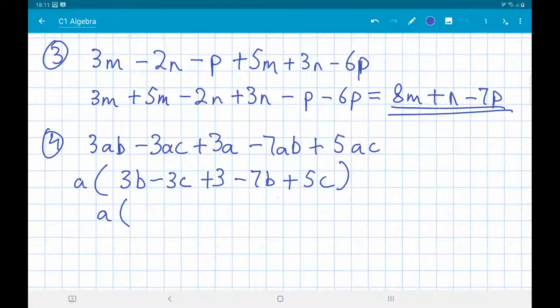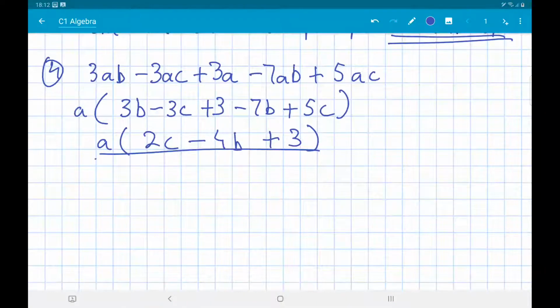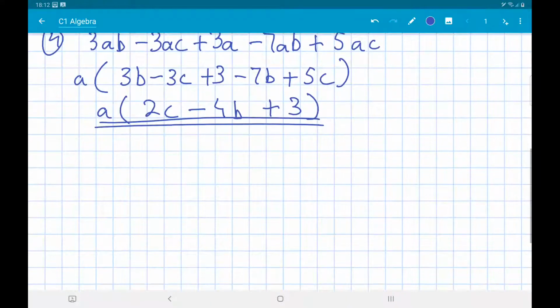Let's see if we can get a positive term first. So we have 5c minus 3c, which leaves us with 2c, and then of course we have a negative term, b, so you do minus 4b, and we're just left with plus 3. Okay, minus 4b plus 3, and we close the brackets, and I believe this is simplified. Yeah, absolutely. So we're going to do the double underline over there.